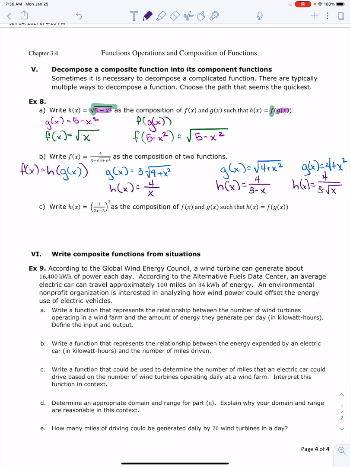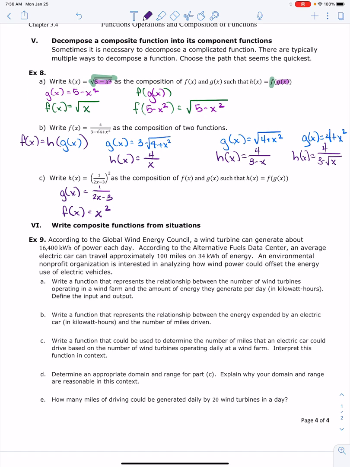C wants h of x, which is 1 over 2x minus 3, all raised to the second power. H of x is f of g of x, so g of x has to happen first. That's the very inside part. I'm going to make that 1 over 2x minus 3, and then f of x would be x squared. Okay, so we've got that reciprocal function, or that rational function, on the inside, and then we've got the polynomial, the square, on the outside.